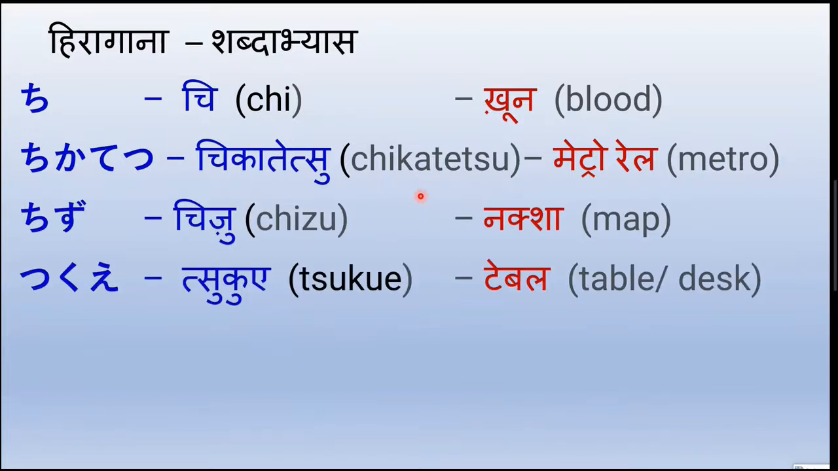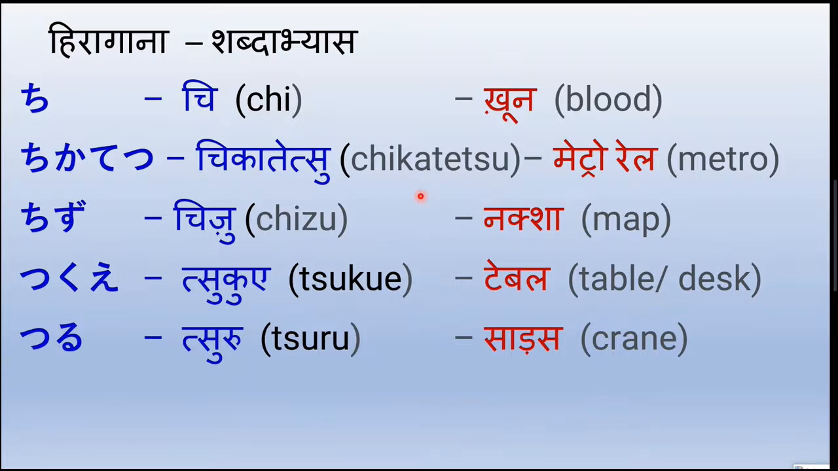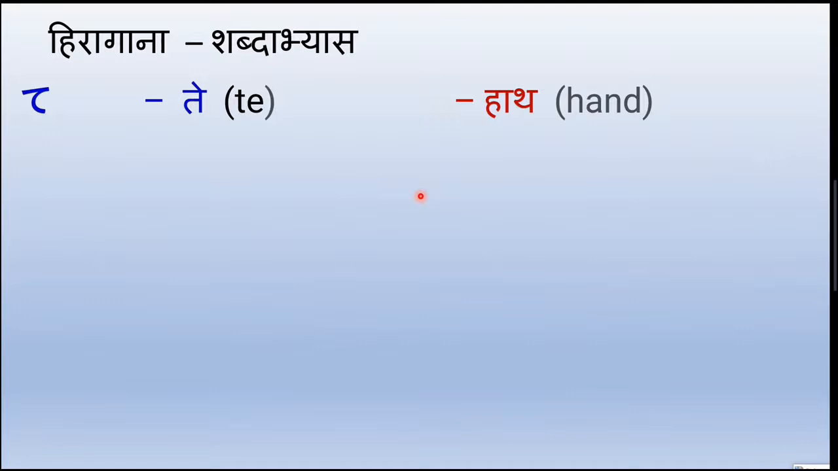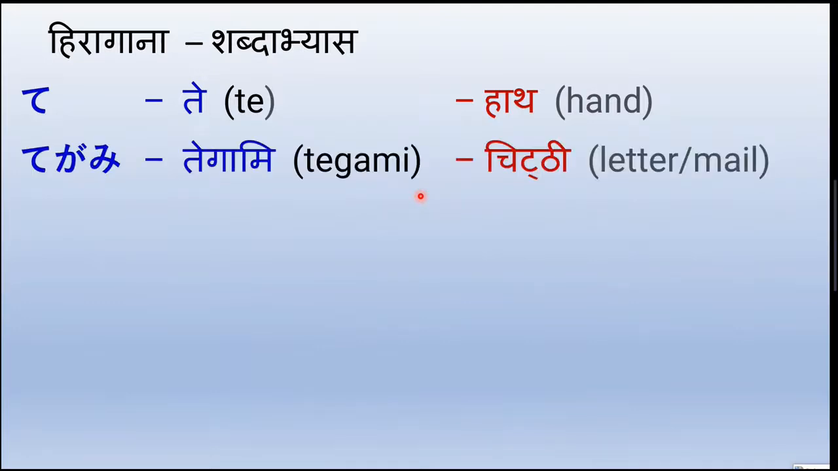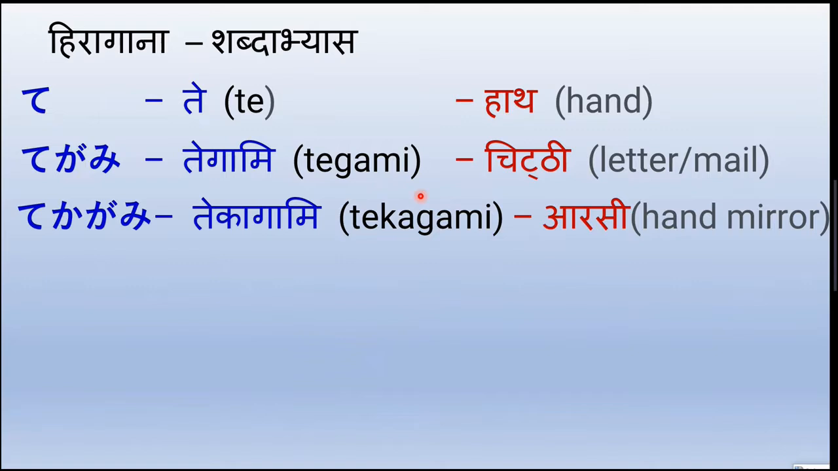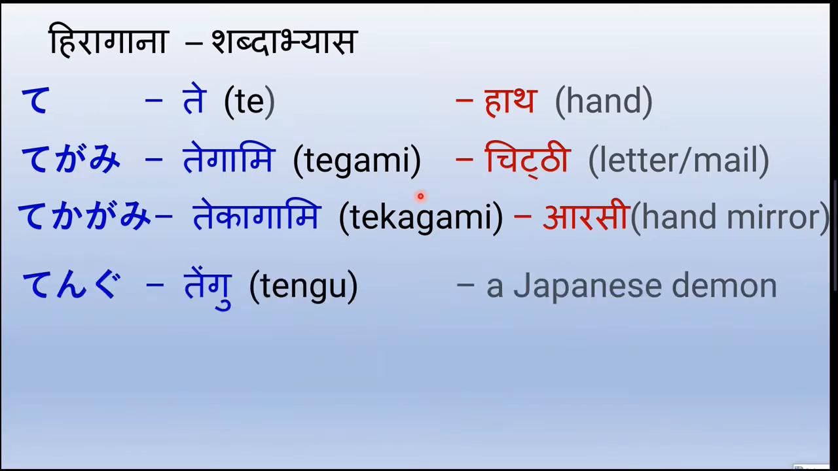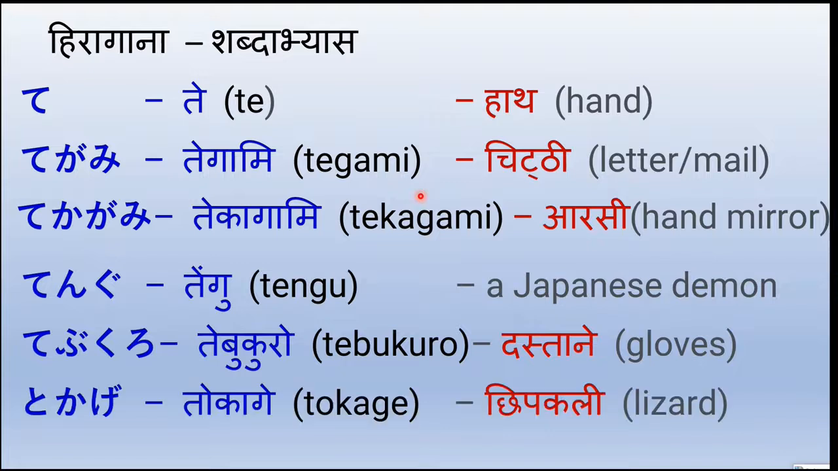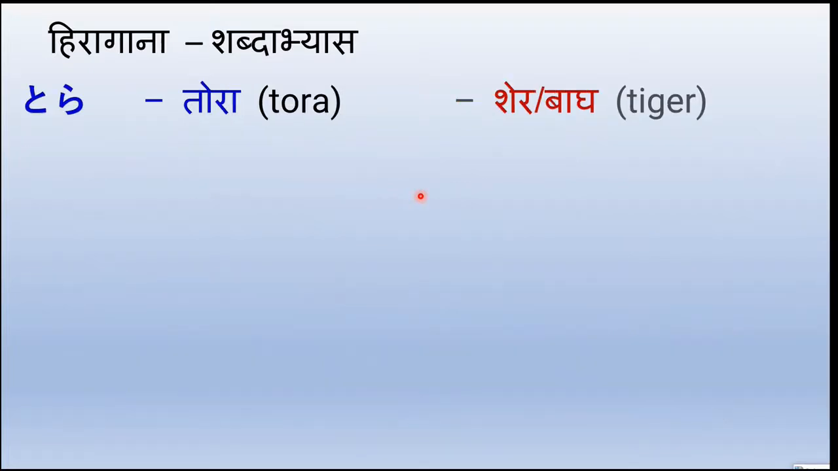Chizu, map. Tsukue, table or desk. Tsuru, crane. Tsunami, the famous sea storm that is caused due to earthquake under the ocean. Te, hand. Tegami, letter or mail. Tekagami, the hand mirror. Tengu, a Japanese demon. Tebukuro, gloves. Tokage, lizard. Tora, tiger.